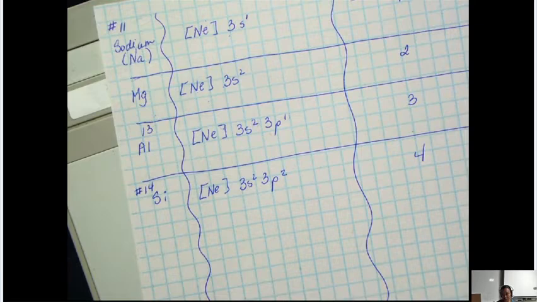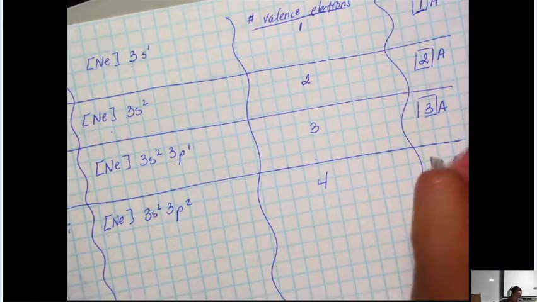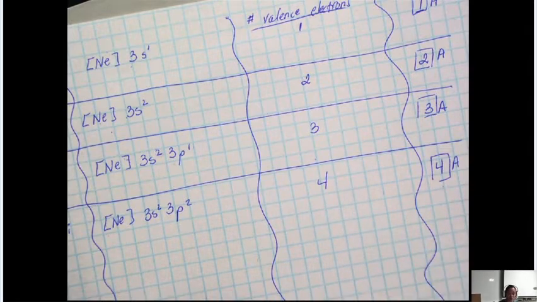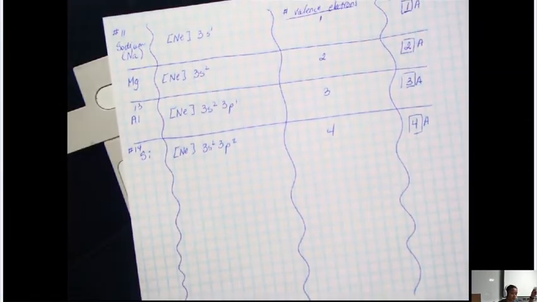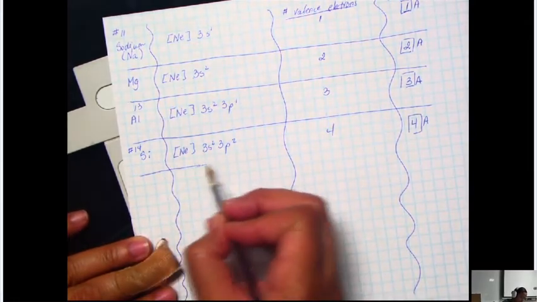And which group is it in? What's the group number? Okay, good, it's group 4A. So again, we see your group number tells you the number of valence electrons. Try to pick up these shortcuts because it'll speed up your ability to do the work much faster than having to write out the configurations.